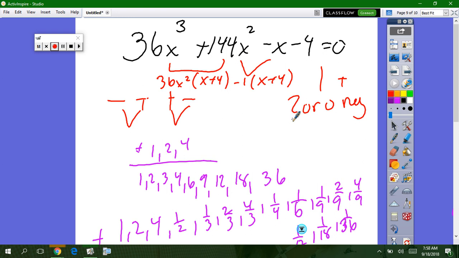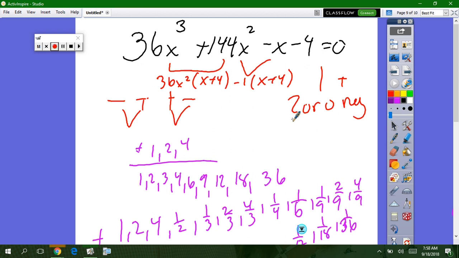Sensory overload. What's our main goal that we've talked about today, though? Finding the possible rational zeros is our goal today. And how do we do so? Take the factors of our constant, divide it by the factors of our leading coefficient. And those give us all of our possibilities. Okay?